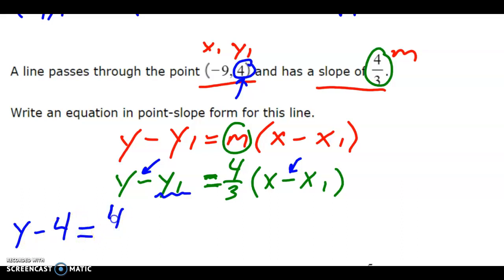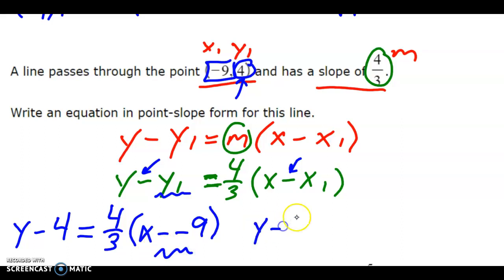And then it's equal to 4/3 times x minus your x1, which is negative 9. So y minus negative 9. Well, that sign flips because it's opposites, and I left it right now as minus a negative so we can actually see that happen. So your y minus 4, that's okay. Because it was a positive, now we're subtracting it, so y minus 4 is equal to the slope of 4/3 times x, and then minus a negative 9.